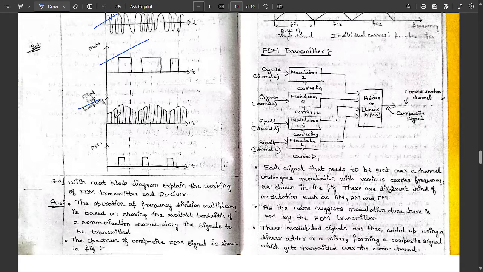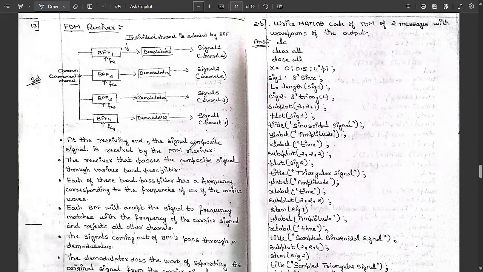Flat top sampling means the top remains flat, that is, a straight line; it won't be changing. So that was all about flat top sampling, and this is the final waveform for pulse position modulation. This question is very important, like this sub question they would be asking.